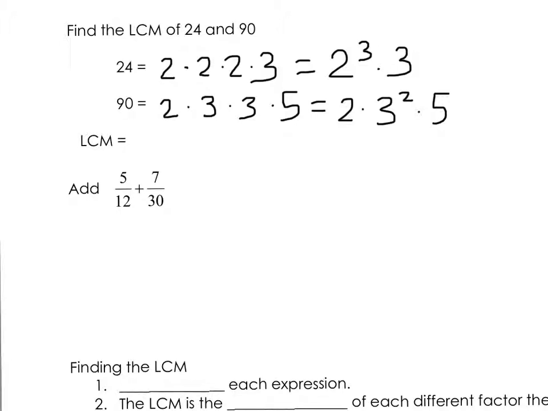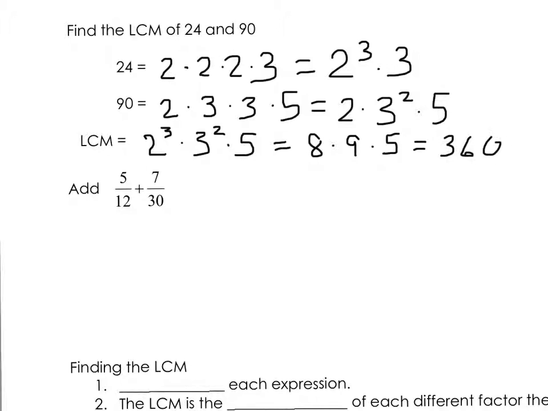What is our least common multiple? We need a 2. How many 2's do we need? As many as the most. 2 to the third. We need a 3. How many 3's? 2 of them. 3 squared. And we need a factor of 5 because 90 has a factor of 5. So that gives us 2 to the third is 8 times 9 times 5. That's 72 times 5, 360. That is our least common multiple.